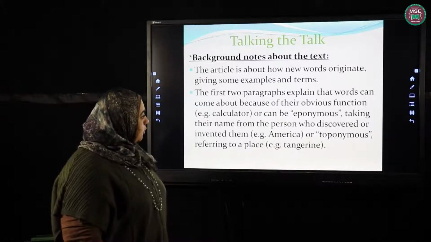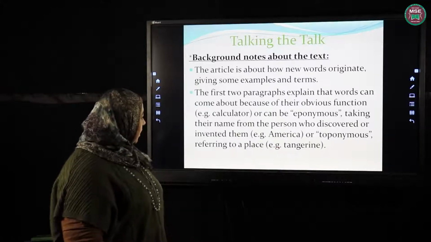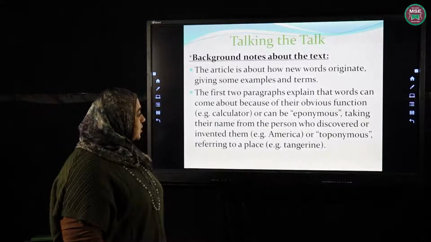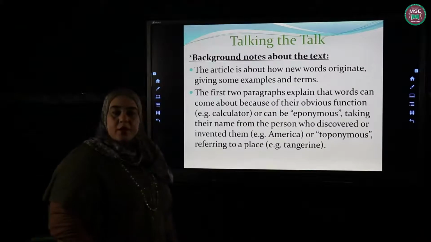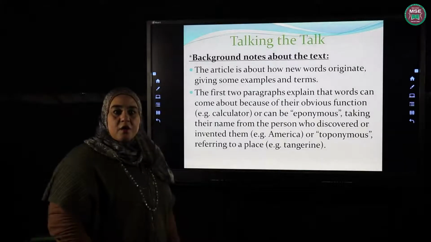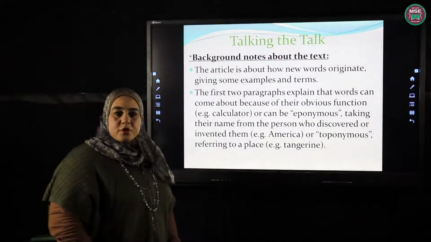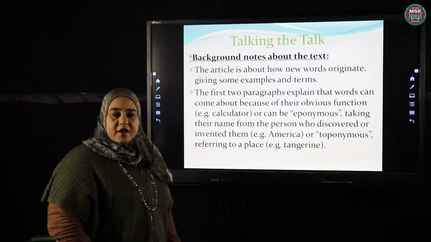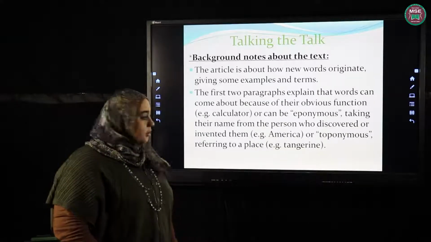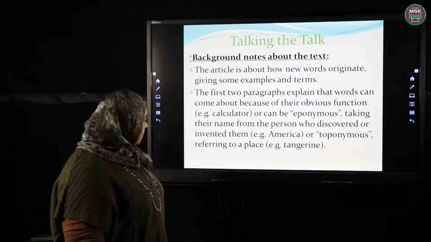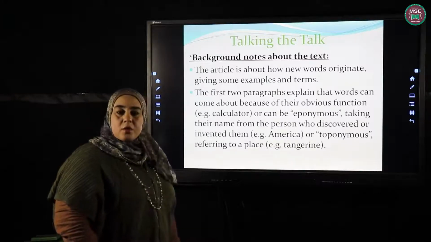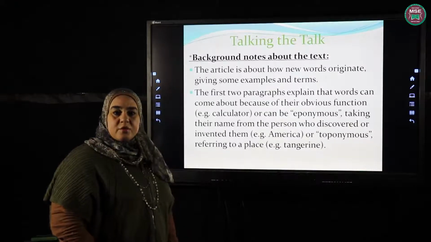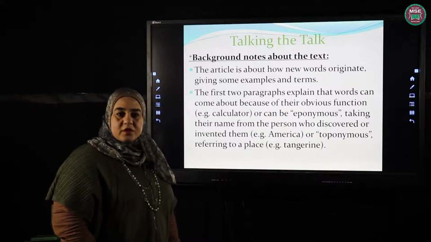Or words can be eponymous, taking their name from the person who discovered or invented them, like the word America. Or we can give a name to something from the name of the person who had discovered or invented this thing. Or toponymous, referring to a place, tangerine. Or we can give a name to something from the name of the place we have found this thing in.